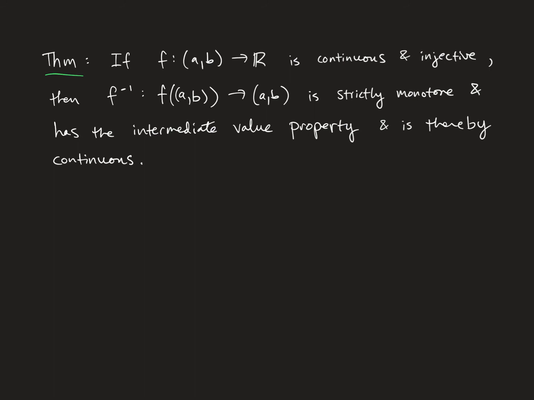And so now to our final implication. This theorem then is going to complete the proof of the theorem that we had started last time. So we have a continuous and injective function on an interval, and then we're looking at the inverse function. The conclusion is that this inverse function is strictly monotone, and it has the intermediate value property, and therefore it's a continuous function. So we saw how a monotone function, not even strictly, with the intermediate value property must be continuous.